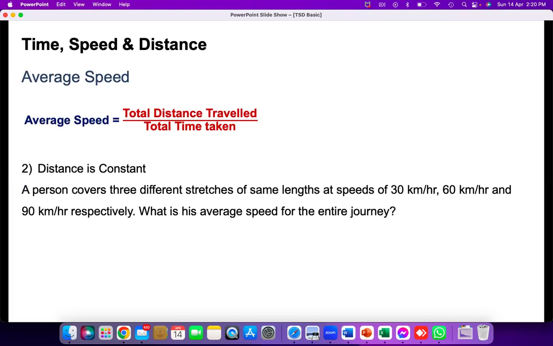Now, when distance is constant, what happens? Then you have to calculate distance. So how to calculate distance? Distance is equal to speed into time. For example, the question is: a person covers 3 different stretches of the same length at a speed of 30 kilometer per hour, 60 kilometer per hour, and 90 kilometer per hour. What is his average speed for the entire journey? What will you do?